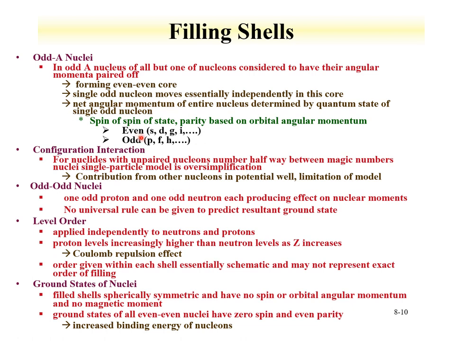The parity will be based upon the orbital angular momentum. So S's, D's, G's, I's have even parity. P's, F's, H's have odd parity. For odd-odd nuclei, where one odd proton and one odd neutron each contribute to the spin and parity, there's no universal rule, and we'll provide some examples of how you can estimate the spin and parity of odd-odd nuclei.